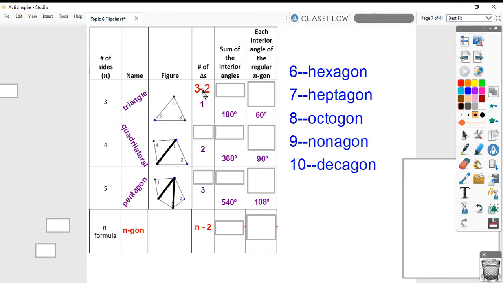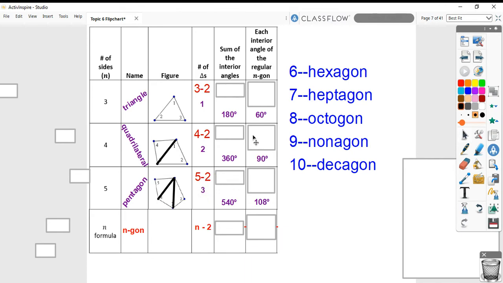Okay? 3 minus 2, our n on a triangle is 3. That's the number of sides. So 3 minus 2 splits into one triangle. And it makes sense because all of the corners are already connected, so it's one single triangle. When we connect the corners on a quadrilateral, we said there was 2. Well, that fits with our 4 minus 2. A pentagon was 1, 2, 3 triangles. 5 minus 2 is those 3 triangles.